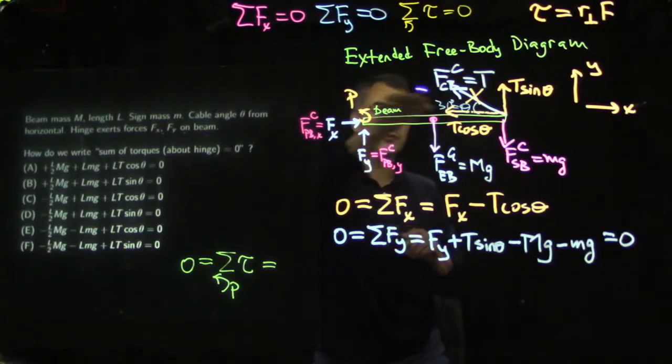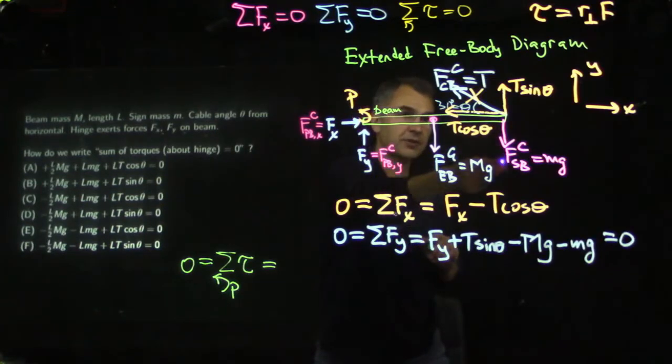And let's try to do counterclockwise minus clockwise. We'll go through the counterclockwise ones first. So this would be clockwise, this would be clockwise.